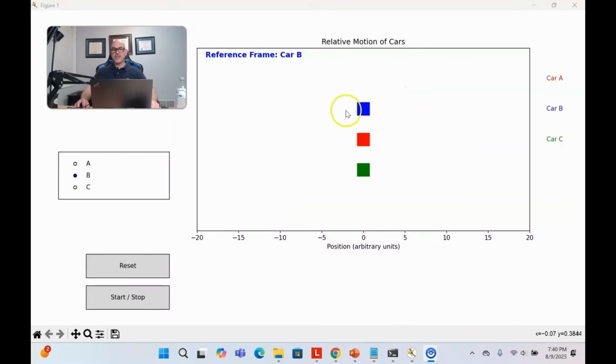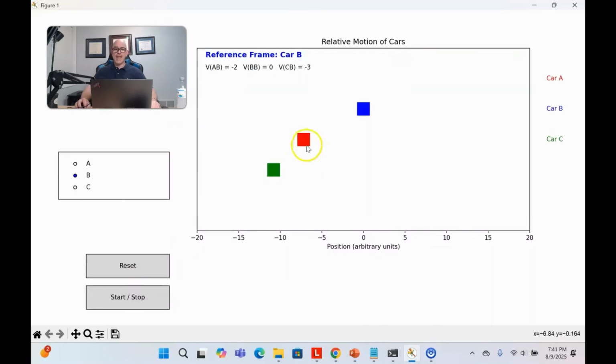Now I'm going to switch to the inertial reference frame of car B. From car B's perspective, they can say that they're at rest and everything is moving relative to them. So what is car B going to see? Let's start the animation. I'm going to pause time. Car B says they're at rest and car A and car C are moving relative to them. In this case, the velocity of A relative to B is -2 meters per second. So B sees A moving backward at 2 meters per second.